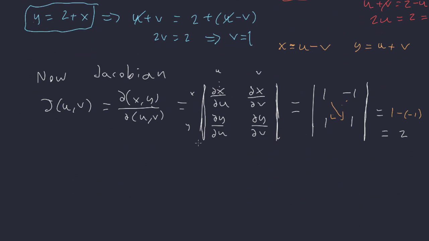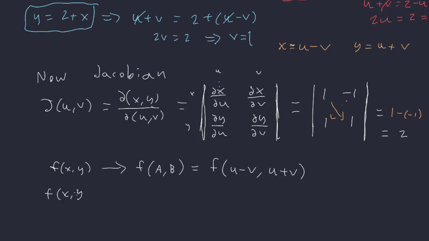Okay, now the final thing we need to do is we need to take our f of x, y and move it into the f of a comma b. In other words, our x was u minus v, so this is going to be f of u minus v, comma u plus v.